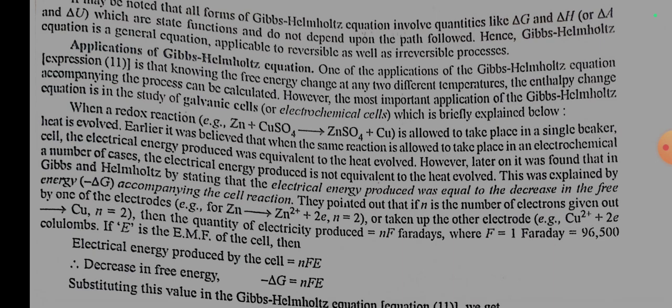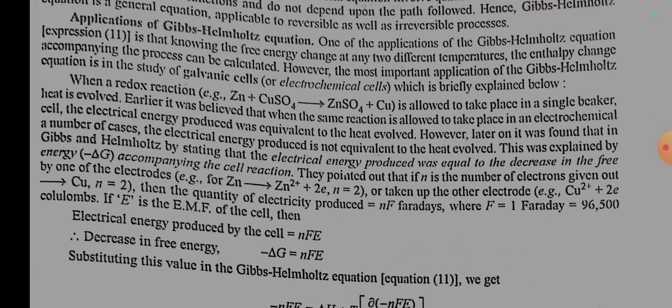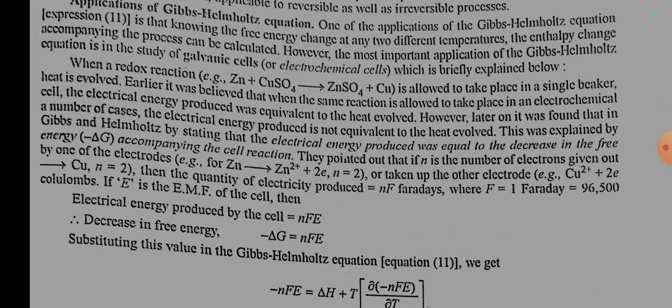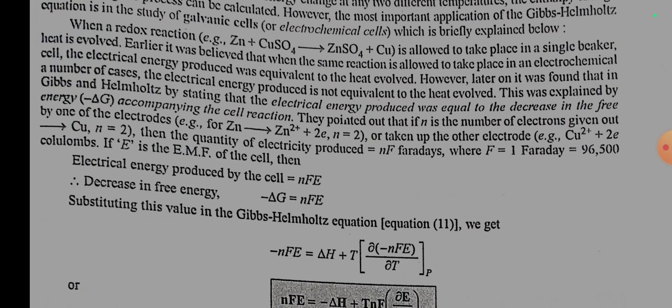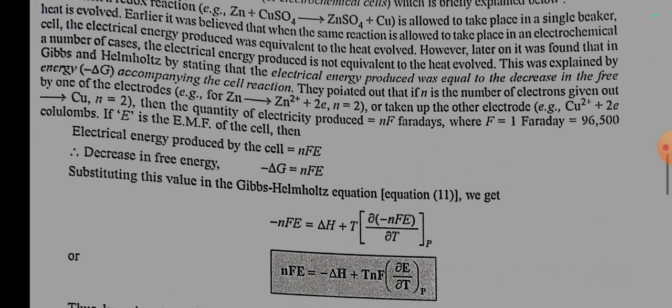Application of the Gibbs-Helmholtz equation. One application is that, knowing the free energy change at any two different temperatures, the enthalpy change accompanying the process can be calculated. However, the most important application is in the study of the galvanic cell, which is briefly explained below. When a redox reaction is allowed to take place in a single beaker, heat is evolved. Earlier, it was believed that when the same reaction takes place in an electrochemical cell, the electrical energy produced was equivalent to the heat evolved.